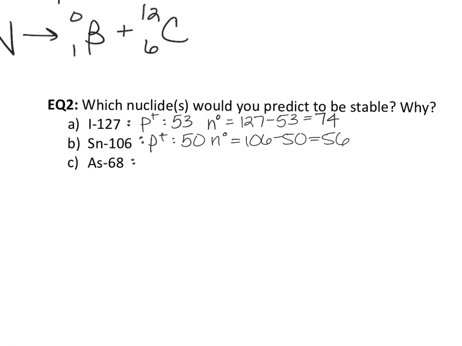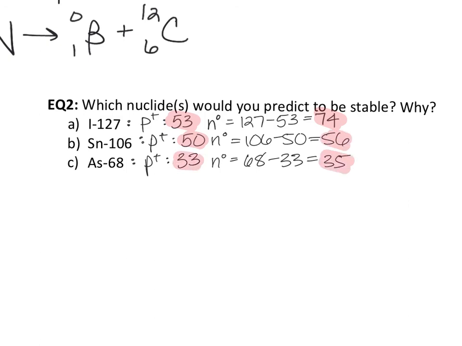And then for astatine, oh no, this is arsenic, excuse me. Arsenic has 33 protons. So the number of neutrons is 68 minus 33, which gives us 35. So we have 68, 106, 127. Great. What we're looking at on the valley of stability is this ratio.